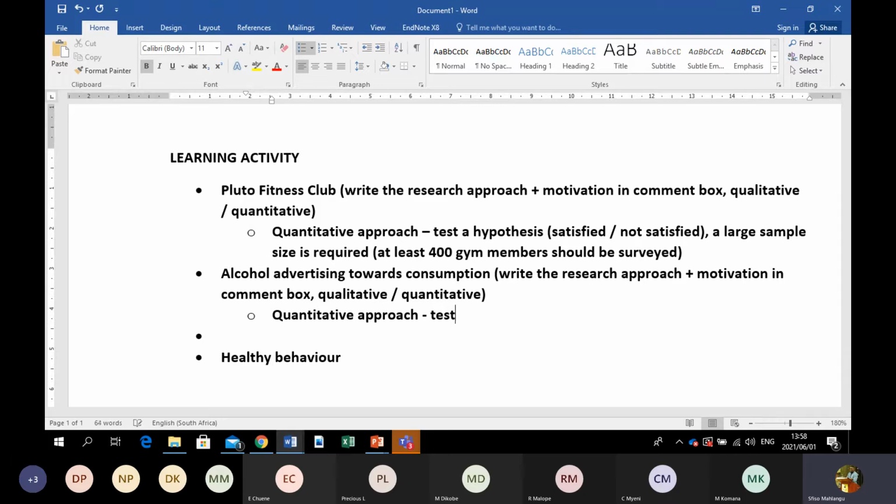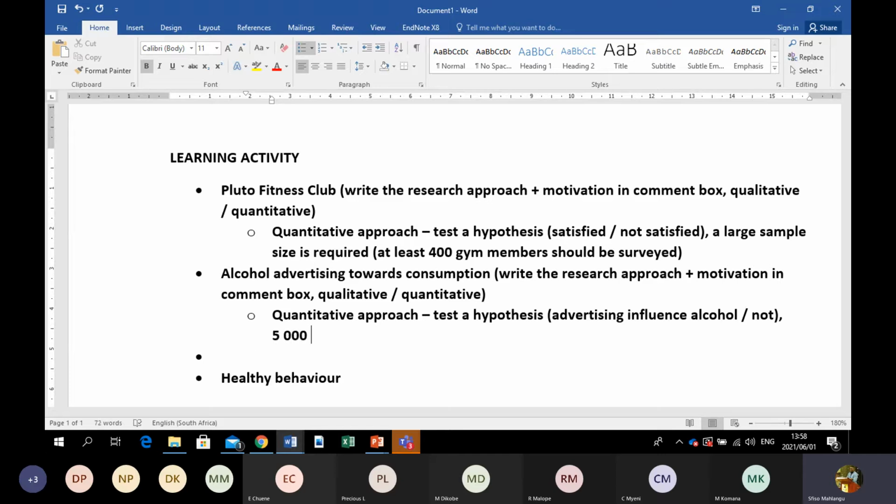We are testing a hypothesis again. And then our hypothesis, remember primary objective, is that alcohol advertising influences alcohol consumption, or it does not. So that is our two hypotheses that we have. I think in this case we had a sample size, so we can also use that. If you read the case study, it said 5,000 people should be interviewed as well from the list of 25,000. So please just read the case study more to understand the sample size and where I got that 5,000 respondents. But I think it's in the last paragraph.